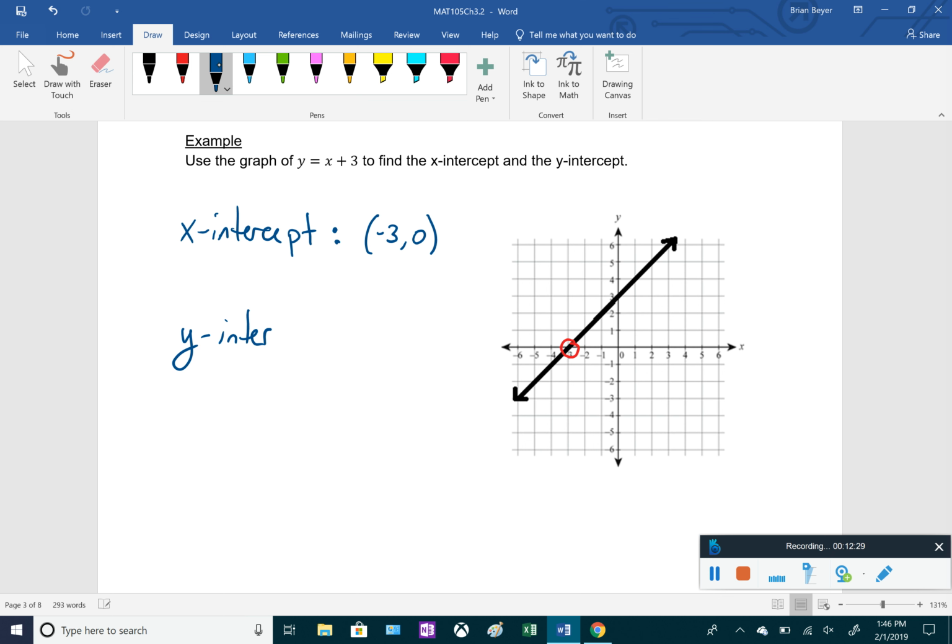For the y-intercept, that's going to be where it's crossing the y-axis. It's crossing the y-axis right there. That's going to be at the point y equals 3, or written as a coordinate, it would be 0, comma 3. Okay, so those are the x and y intercepts of that graph.